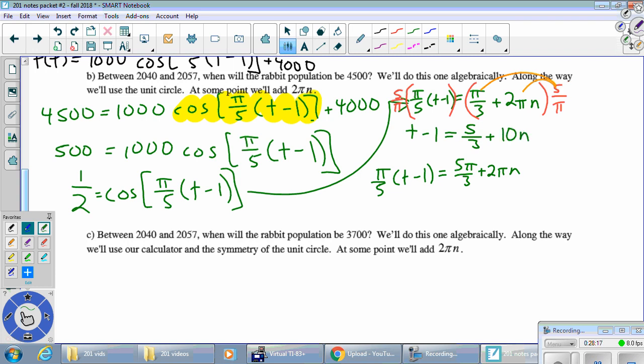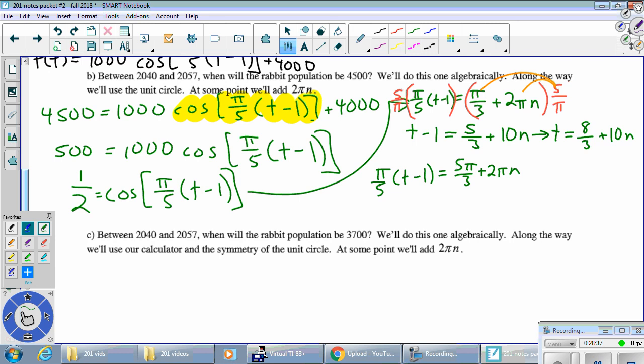And then the last step to solve for t is to add 1 to both sides. So I'll say t is equal to 1 plus 5/3, but that's really just 8/3 plus the 10n. So I just combine fractions there. Add 1 to both sides. 5/3 plus 1 is 8/3.